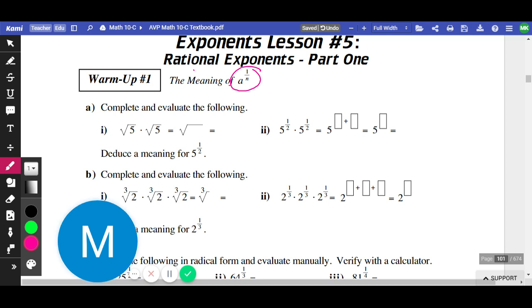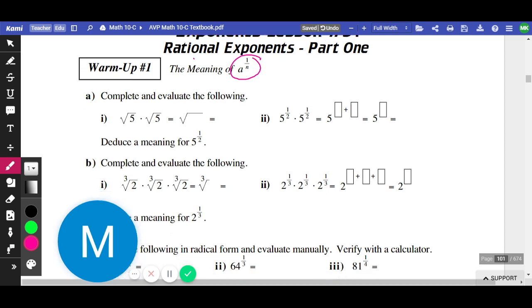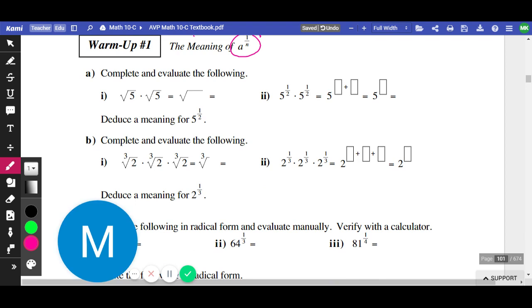To figure out what a fraction exponent actually means, we're going to mess around with a couple calculations. So we're going to start off by calculating the square root of 5 times the square root of 5. We're not going to combine it or simplify it or anything like that. We're just going to actually calculate it. So if you go the square root of 5 in your calculator, close the bracket, times the square root of 5, close the bracket, you end up equaling 5.